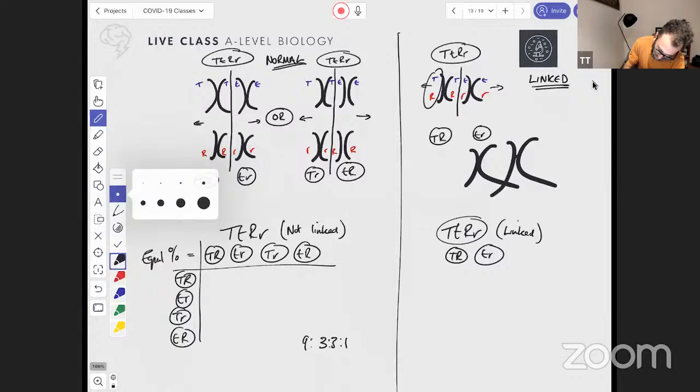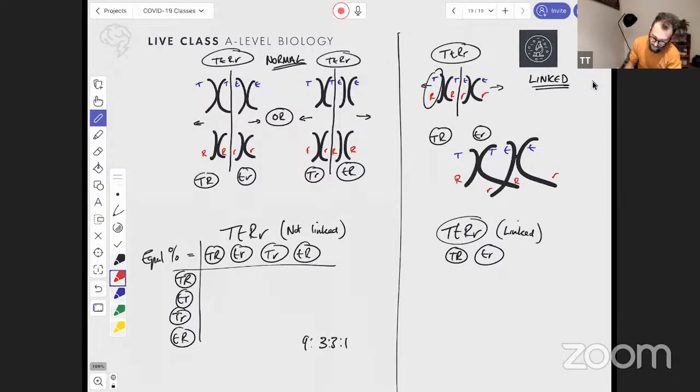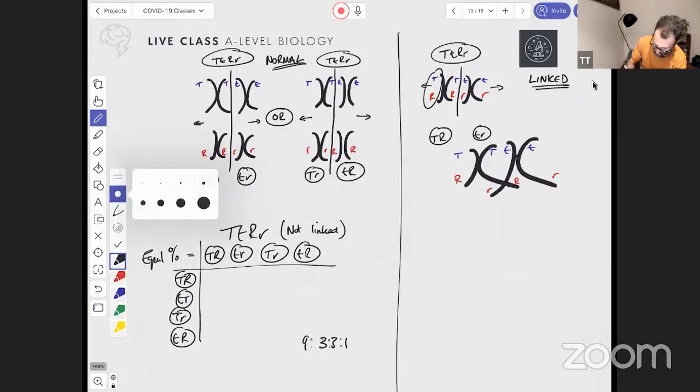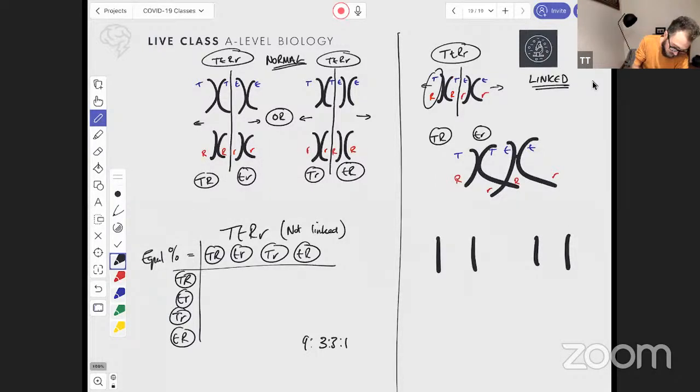So we've got our big T here, our little t here, and our big R here, and our big R here, our little r here, and our little r here. So after this cross, let's get rid of this. Well, at the end of meiosis, we're going to have these basically.